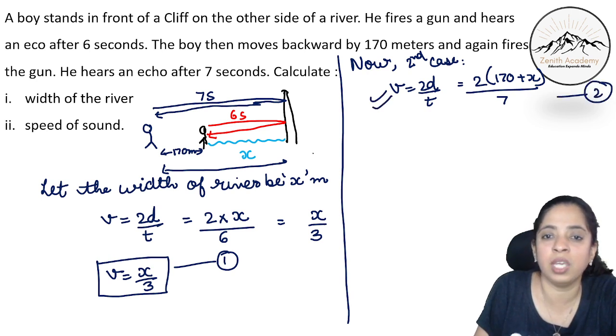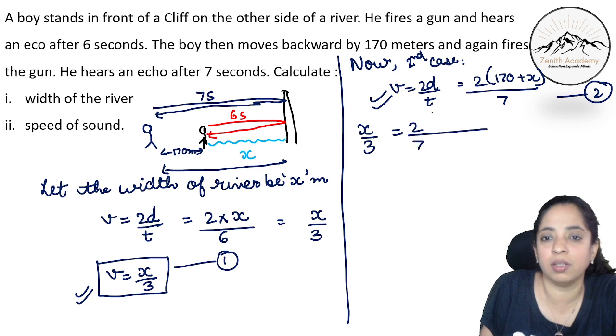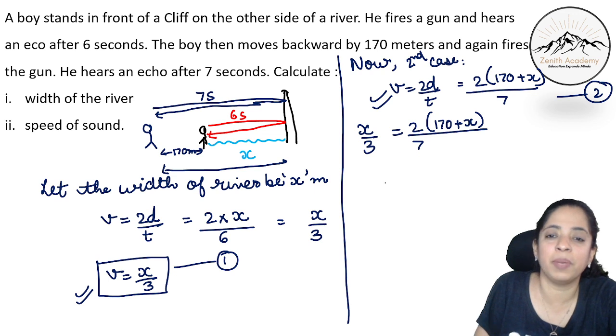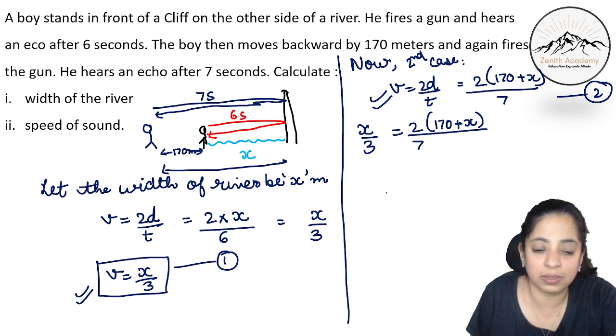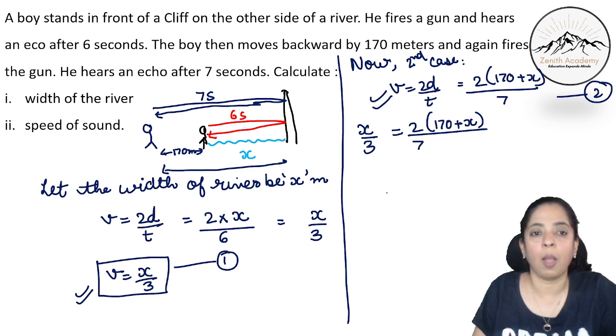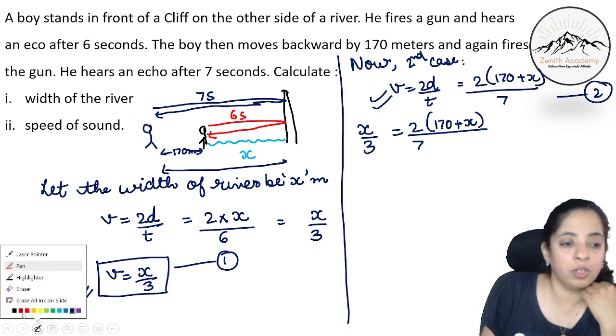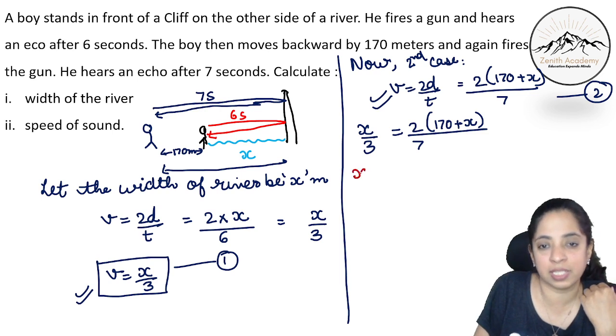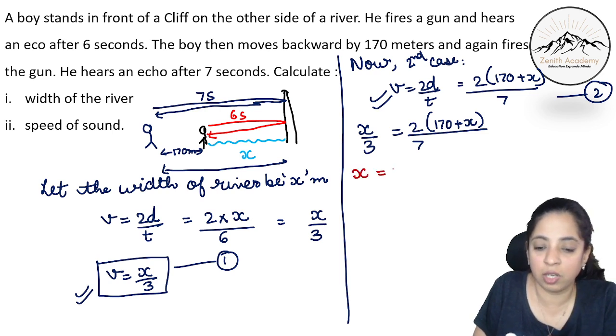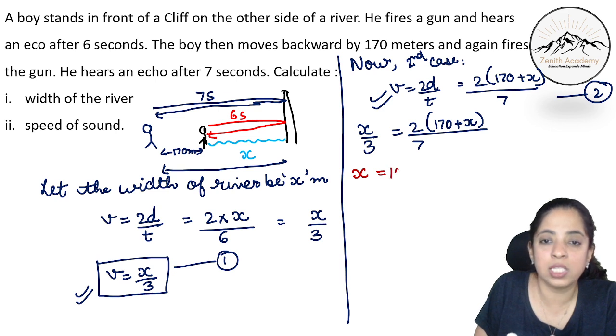Now this is also v. This is also v. So we can equate. So x by 3 is equal to 2 by 7 into 170 plus x. Now you just simply cross multiply and find out the answer. Pause the video here. When you cross multiply and find the answer of x, the value of x will be 1020 meters. See if you are able to find this.